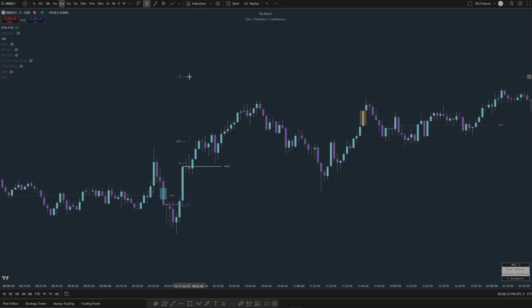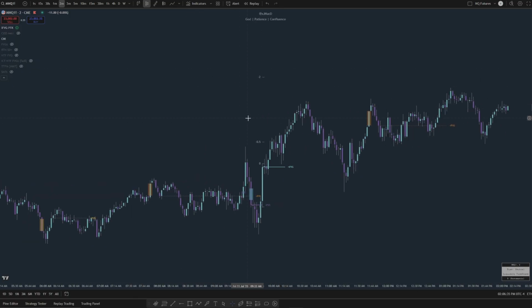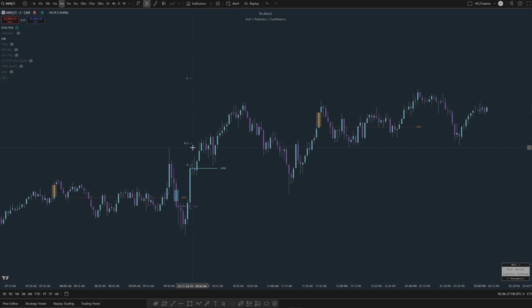And 2 would be like your initial whole target. Which in this case, it could have either been a potential break even trade or whatever.